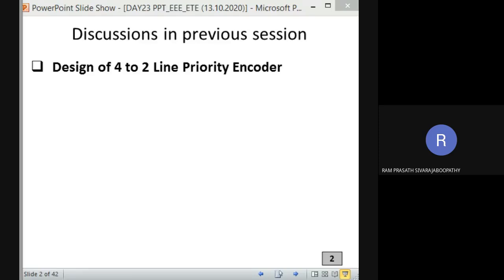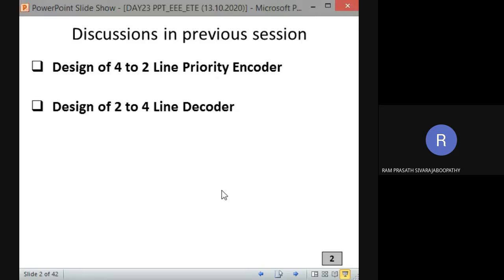So what Srihari typed is correct. Based on priority, more than one input can be high at a time, and based on the priority, only that particular input is encoded. Then we discussed the 2 to 4 line decoder. Then we discussed the design of the 3 to 8 line decoder.